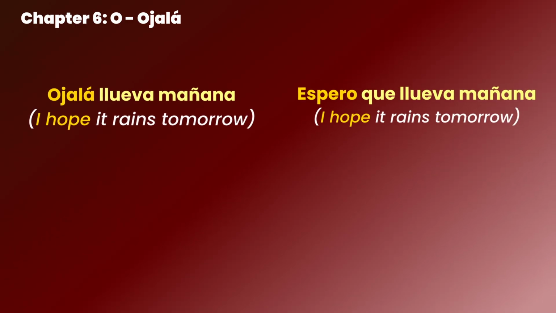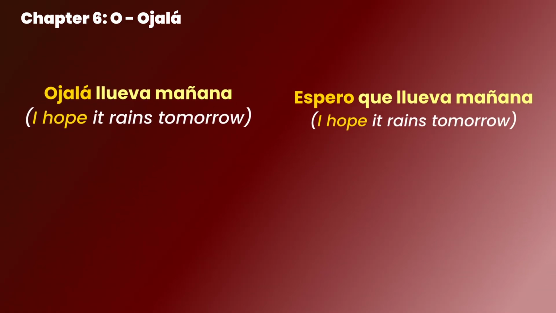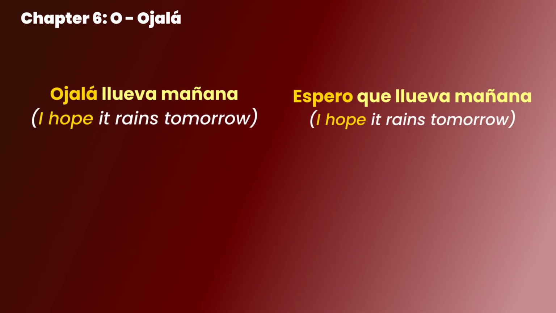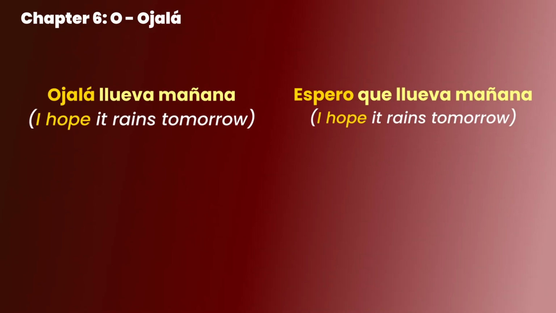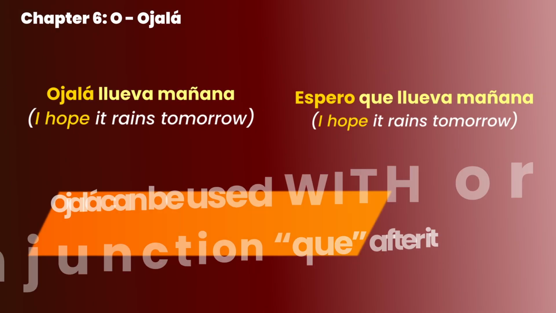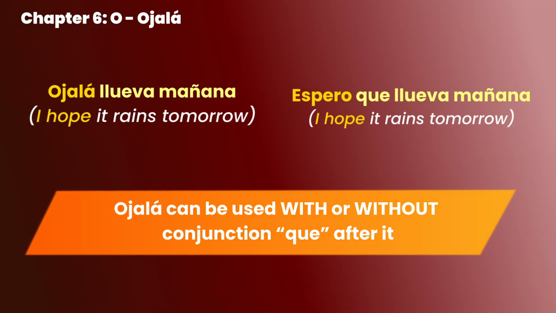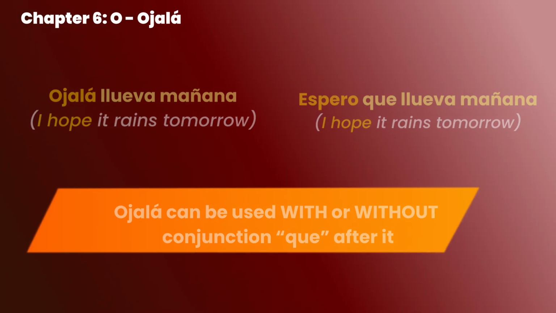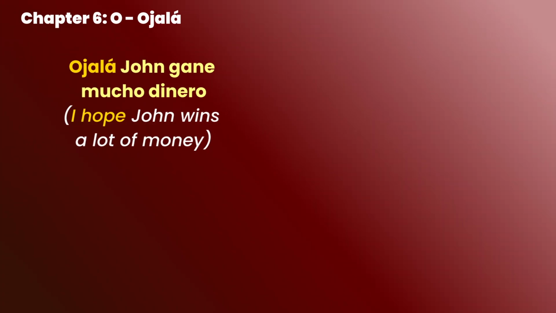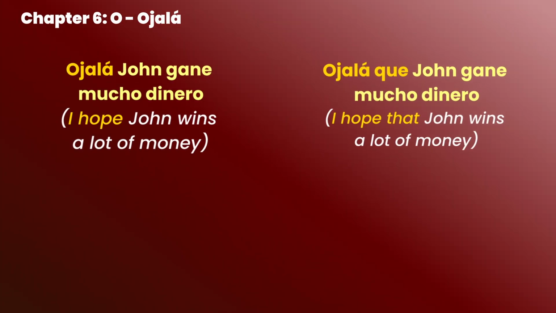Espero que llueva mañana. See, same stuff. The only reason why Ojalá is considered to be a special case, which makes it a part of the WEIRDO acronym, is the fact that it can be used with or without conjunction que after it. This means you can say both Ojalá John gane mucho dinero and Ojalá que John gane mucho dinero.